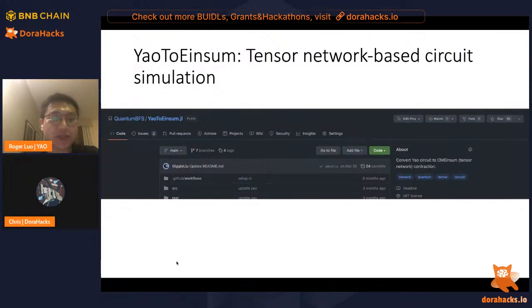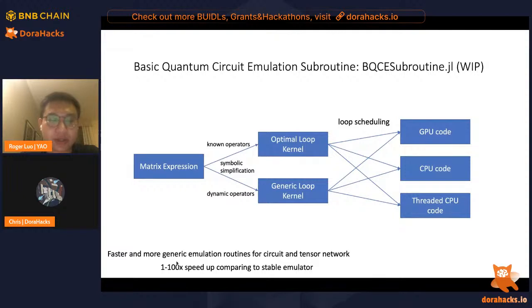And the other package is the YaoToEinsum package that converts quantum circuits to tensor network-based simulation. This implements the same algorithm used in simulating the Google Sycamore circuits, which was the claim of quantum advantage. And the other still work-in-progress project is the basic quantum circuit emulation subroutine that aims to automatically compile optimal loops for quantum circuit or tensor network contraction intrinsics. Some of the intrinsics got even 100 times speed up compared to our current stable simulator.